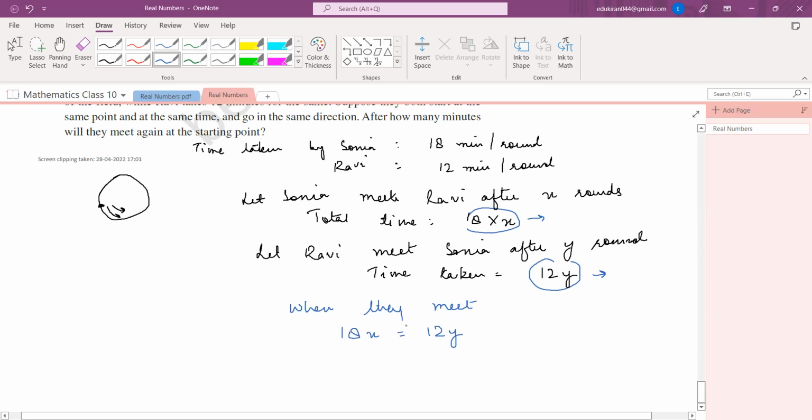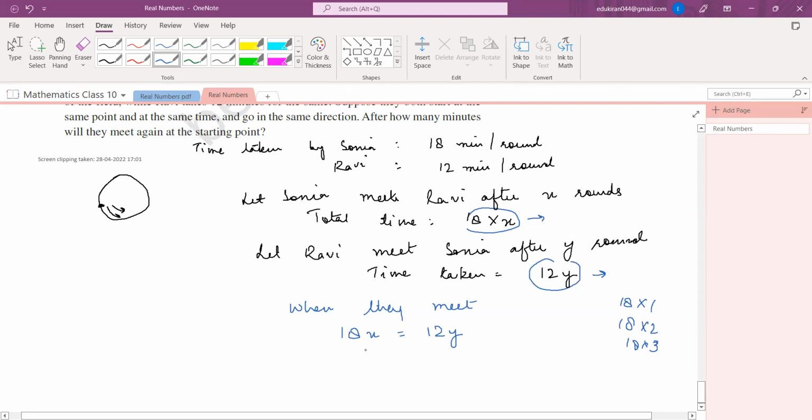Now, see, how to understand, make it clear. Now, x is a multiple of 18, right? And y is a multiple of 12. You can see from here, right? Like x is some multiple of 18. It might be 18 into 1. It might be 18 into 2. It might be 18 into 3, something like that. Fine. Yes. Similarly, y is a multiple of 12.